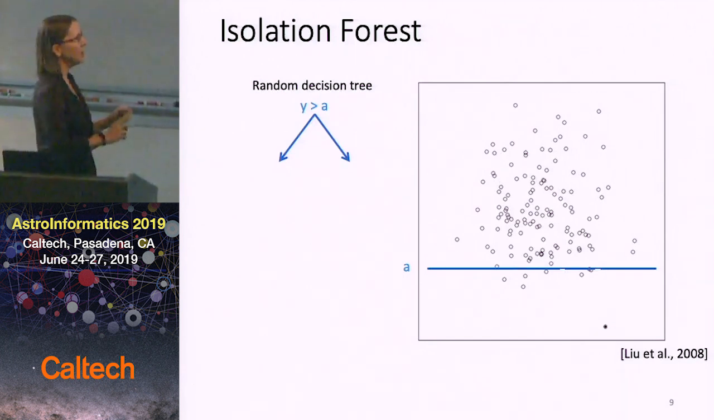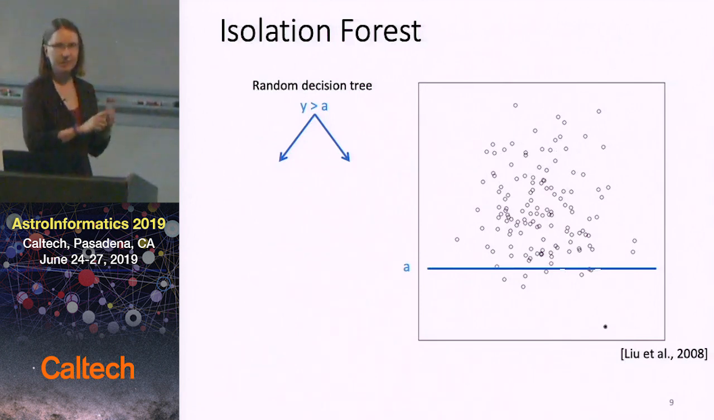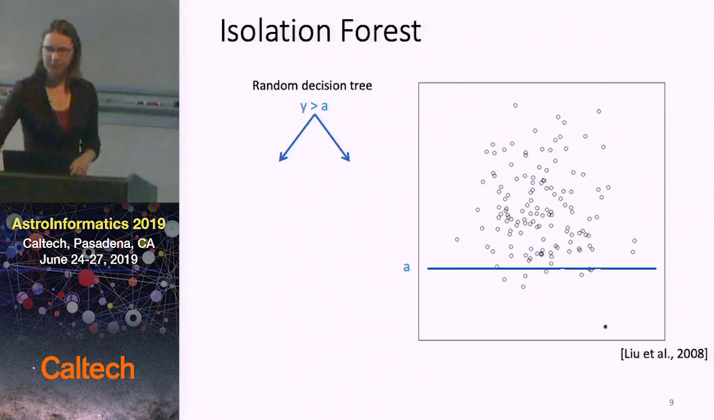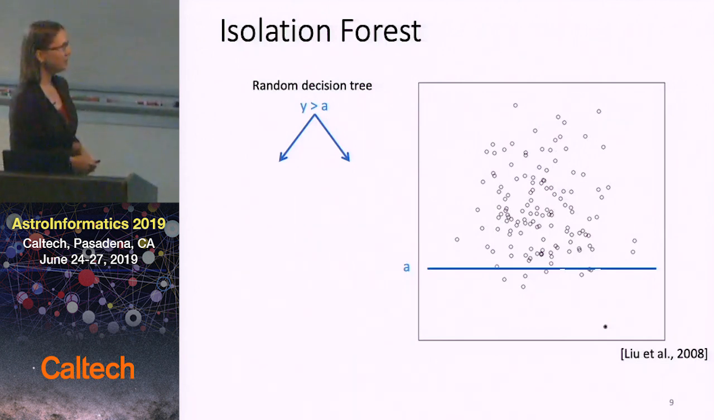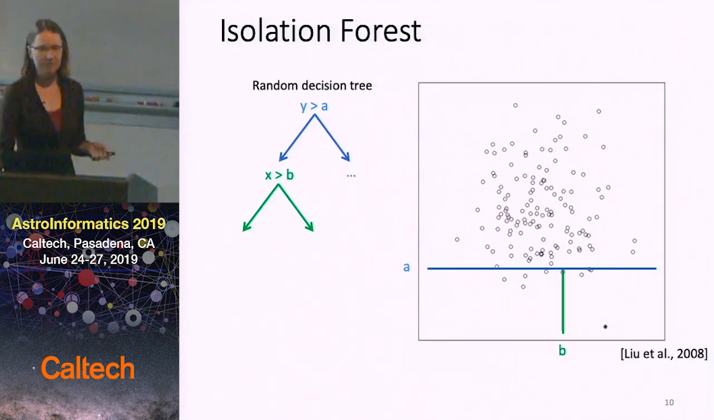What this does is randomly pick a feature, either in this case X or Y. So let's say it picked Y, and randomly pick a threshold value, which is A here. And everything that's above the line is going to go to the right, and everything below the line is going to go to the left. So that splits your data once. And then for each branch, you do this again.